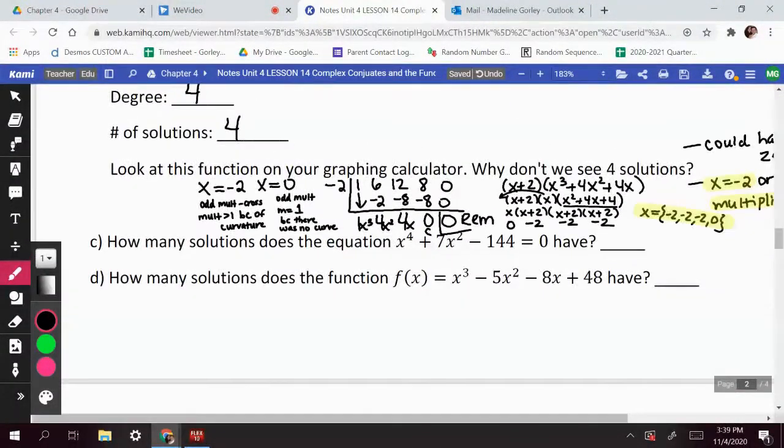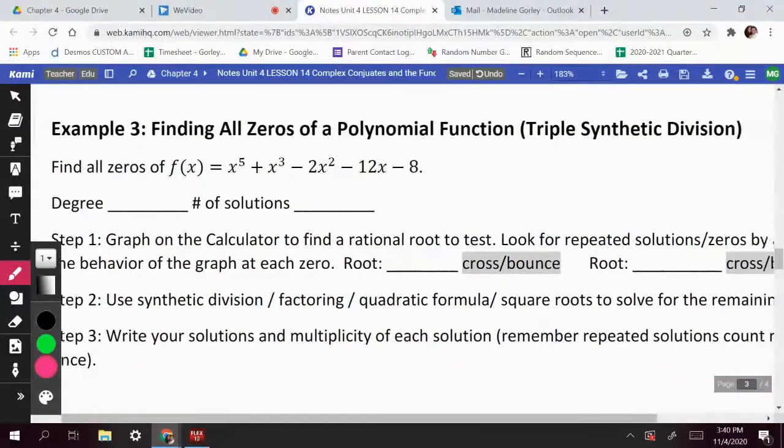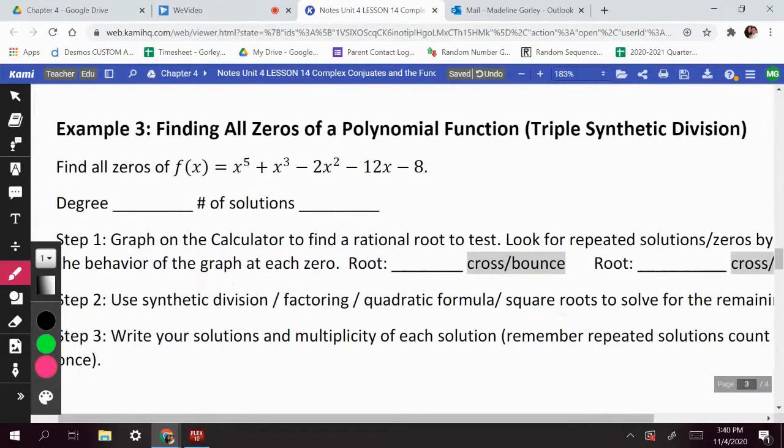How many solutions would this equation have? Well, the highest power is 4, so I would say 4. How about this one? Well, the highest power is 3, so I'd say 3. Okay, you just look at the highest power, keeping in mind that some of the solutions might be repeated or some of the solutions might be imaginary.